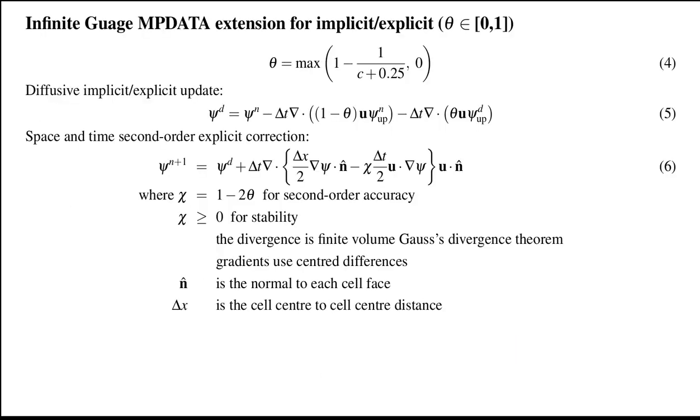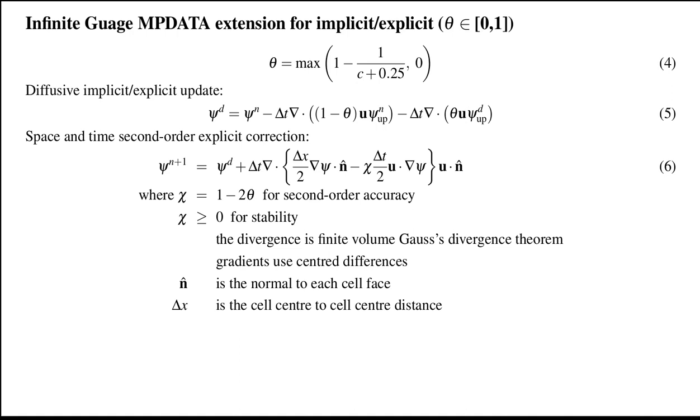I'm now going to describe how the infinite gauge version of MPDATA is extended to use implicit-explicit time stepping with off-centering theta between 0 and 1. First, you need to set theta to be 1 minus 1 over Courant number. I'm using actually 1 minus 1 over the Courant number plus a quarter for a safety margin. However, for small Courant numbers, that can give a theta less than 0, so it's set to be the maximum of that and 0.